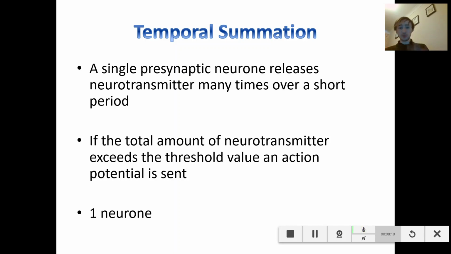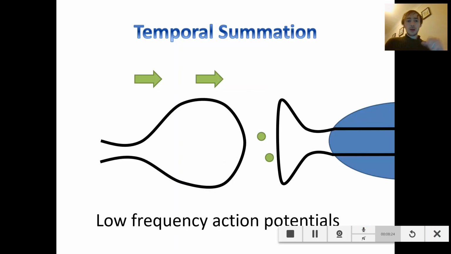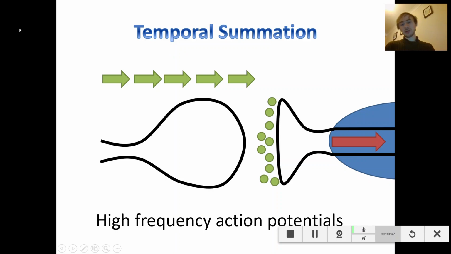So get those notes down, pause me if you have to, but the basic idea is one neuron activating multiple times has the same effect as multiple neurons activating at the same time. It looks like this. If there is a low frequency of action potentials, say one every minute or so, that's going to release a little bit of neurotransmitter, but not huge amounts. If we have extremely high frequency action potentials, that's going to release loads of neurotransmitter, pretty much all the neurotransmitter the synaptic knob has, and that will activate the action potential.